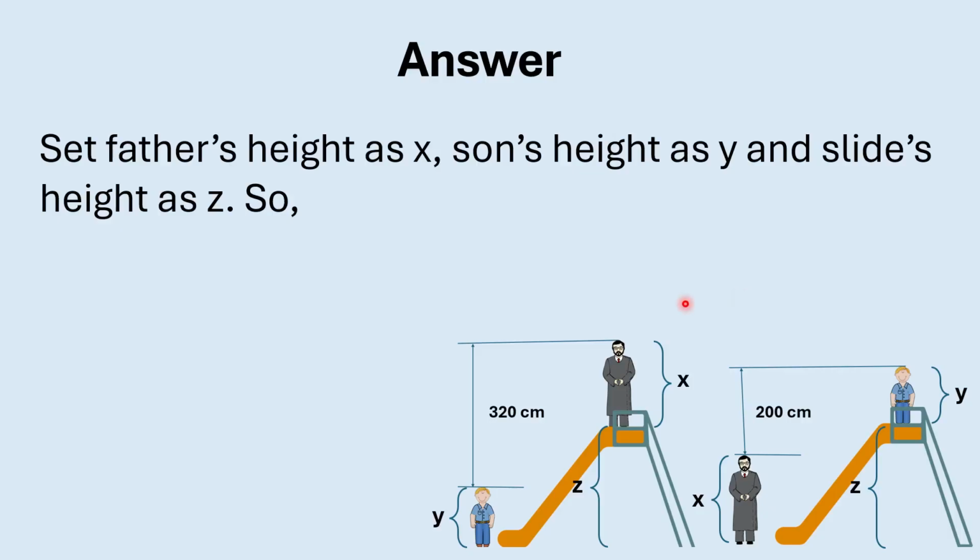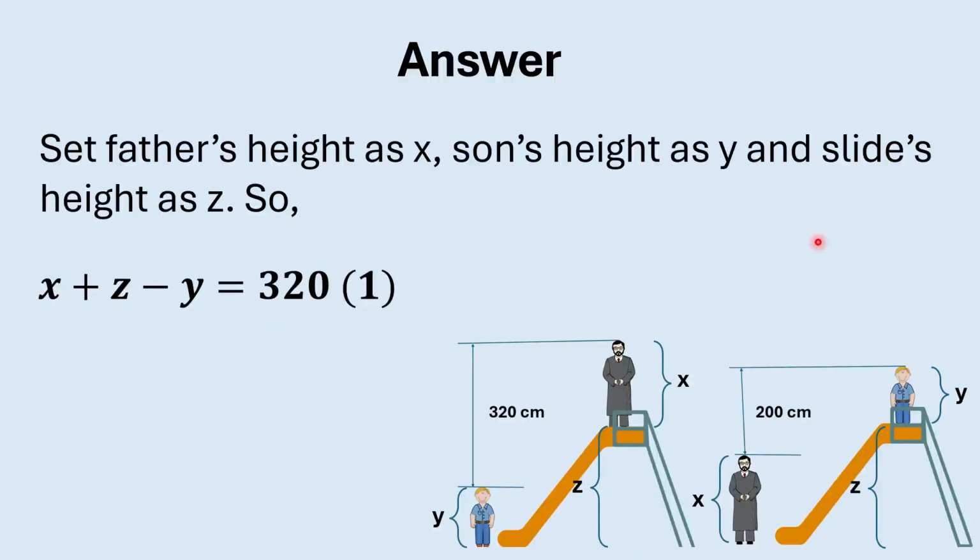Firstly, from the diagram on the left side, we can easily see the father's height plus the slide's height minus the son's height is equal to 320. So the first equation is x plus z minus y is equal to 320.